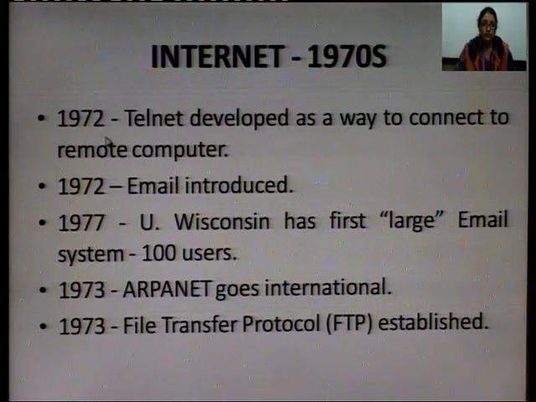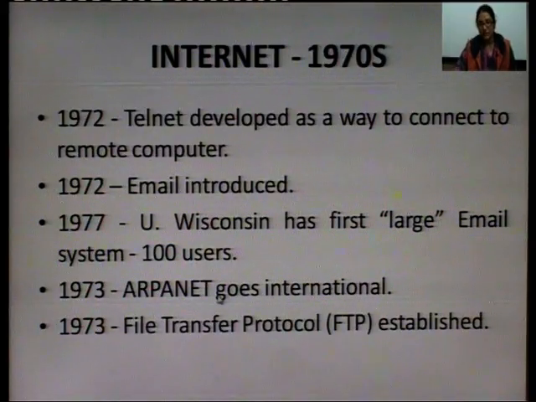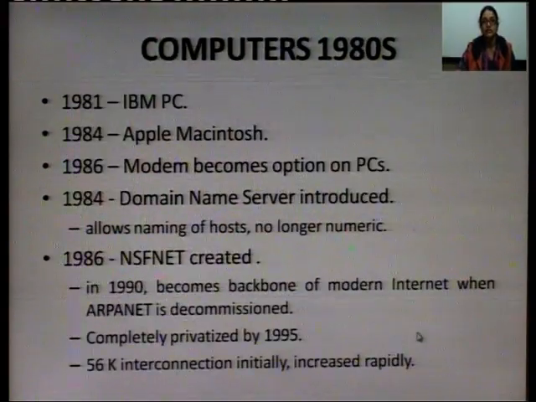In 1972, Telnet was developed as a way to connect to a remote computer, and in 1972, email was introduced. In 1977, Wisconsin had the first large email system including 100 users. In 1973, ARPANET, that is ARPANET Internet, goes international. In 1973, File Transfer Protocol was established.